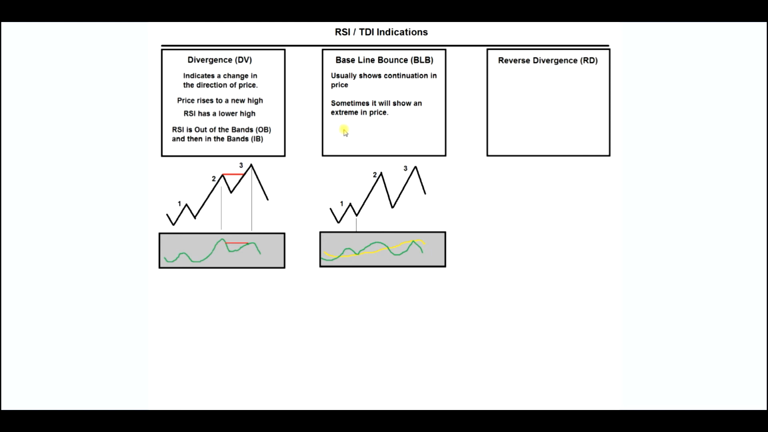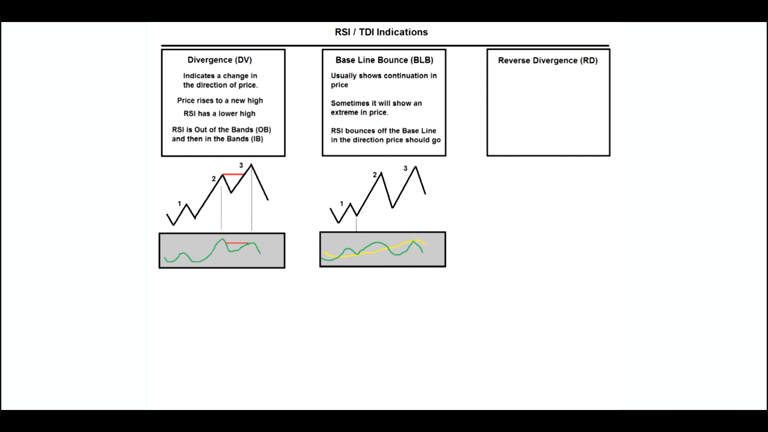Okay, sometimes it'll show an extreme in the price, like if you've got the price coming up and it went up higher, and the RSI line came below the baseline, it came back up, as in push 3, it came to the bottom of the baseline and bounced off it down. That's where you can get an indication that you have an extreme on your push 3. Okay, so generally what we use is RSI bouncing off the baseline, or baseline bounce. It goes in the direction price should go. The RSI bounces off the baseline in the direction price should go. That's what we'll be looking for.